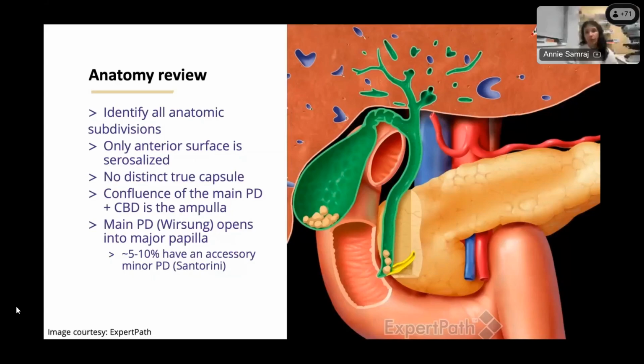What we want to identify are the bile duct and the pancreatic duct. Both of them join at the ampulla, and it opens up via the major papilla, or the papilla of Vater. Sometimes, in about 5 to 10% of people, you can have an accessory or a minor pancreatic duct, or the duct of Santorini. Usually the minor duct opens up about 2 centimeters proximal to the major papilla.